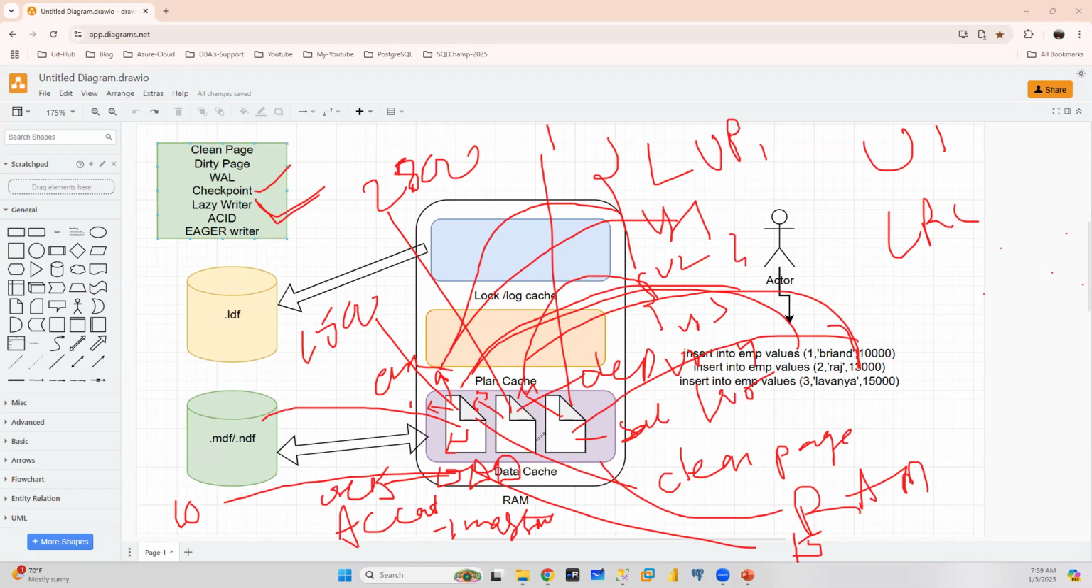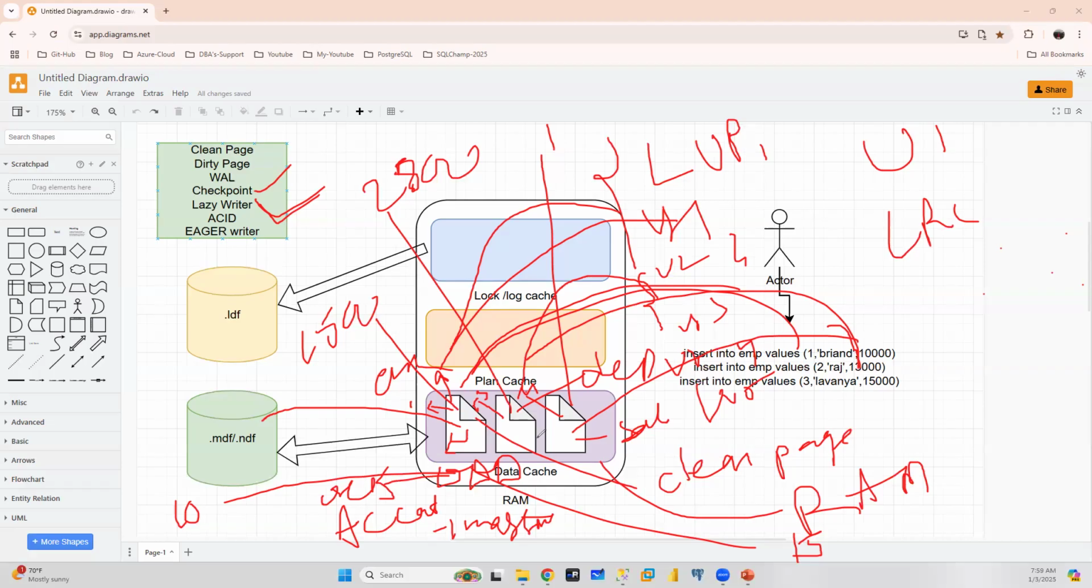Is it clear, everyone? First, you need to understand the purpose of the lazy writer. The lazy writer triggers to make RAM healthy, not just when RAM is getting full. To make RAM healthy, the lazy writer keeps on triggering. When the lazy writer triggers, what will happen?